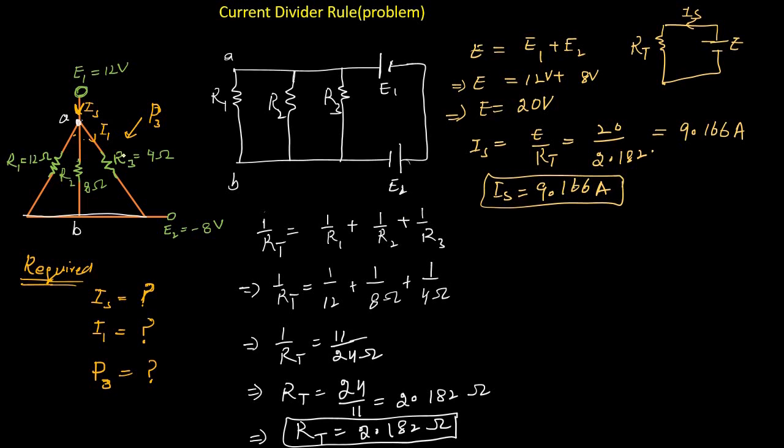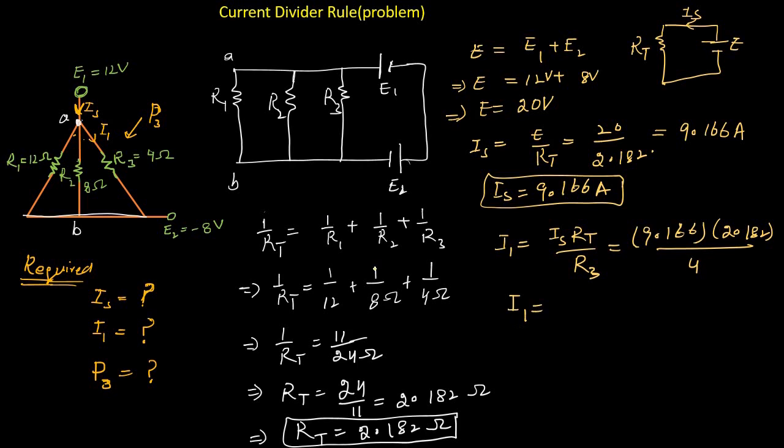Now to find the current I1 through this third resistor, by using the current divider rule, I1 equals IS times RT divided by R3. So IS we already have, which is 9.166, times the equivalent resistance of this parallel network, 2.182 ohms, divided by the resistance value of this third resistor, 4 ohms. So the current I1 through this third resistor will be 5 ampere. So here we have 5 ampere of current through this third resistor.